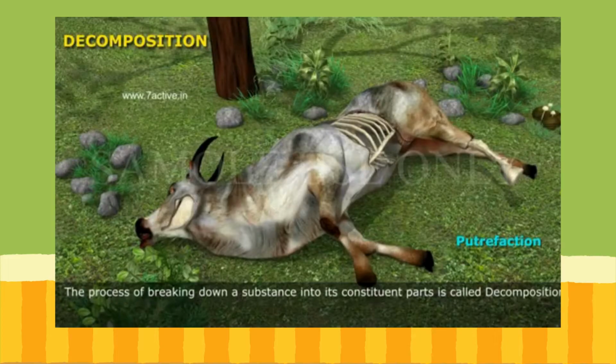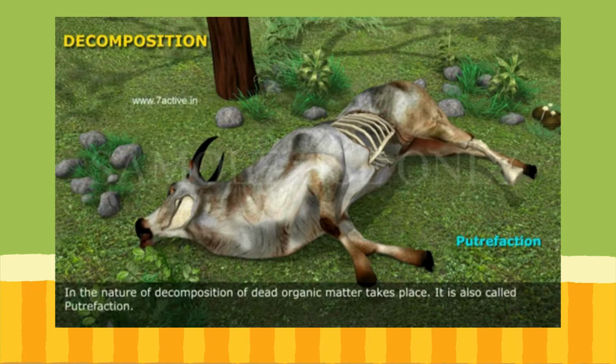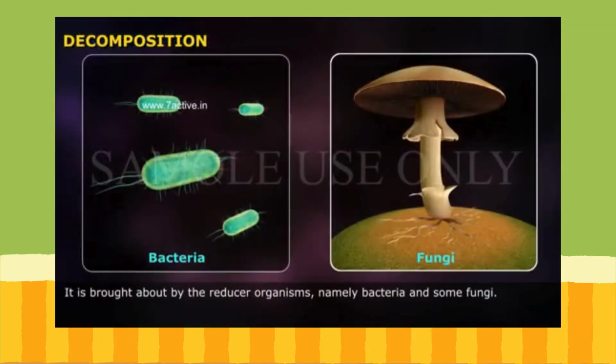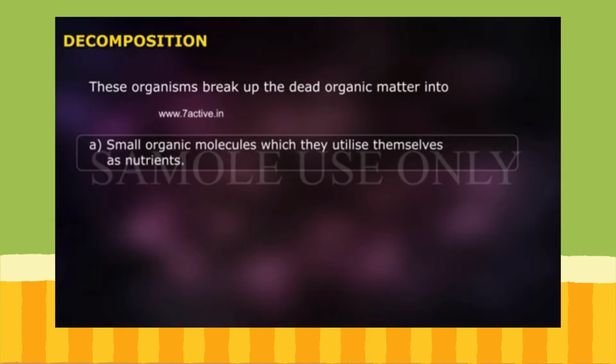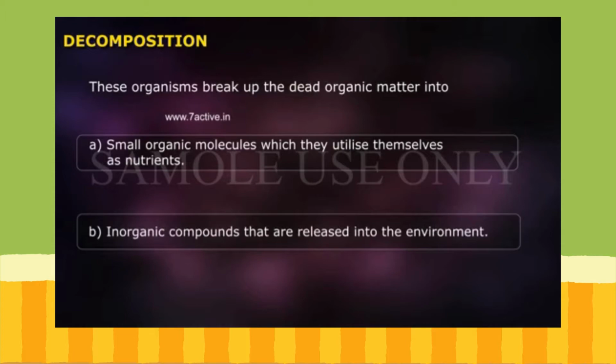The process of breaking down a substance into its constituent parts is called decomposition. In nature, decomposition of dead organic matter takes place. It is also called putrefaction. It is brought about by the reducer organisms, namely bacteria and some fungi. These organisms break up the dead organic matter into A. Small organic molecules which they utilize themselves as nutrients. B. Inorganic compounds that are released into the environment.